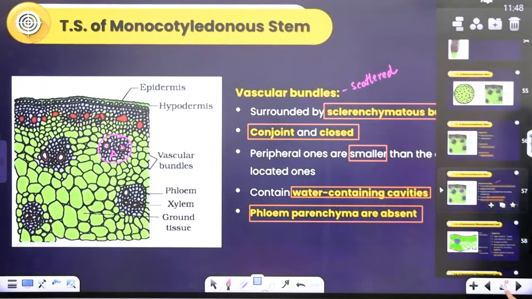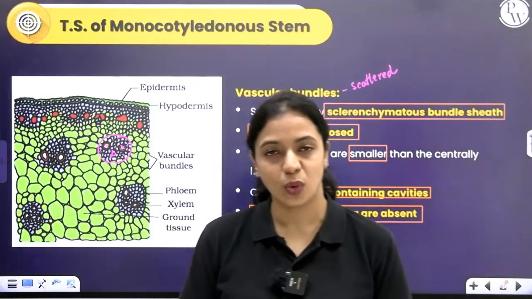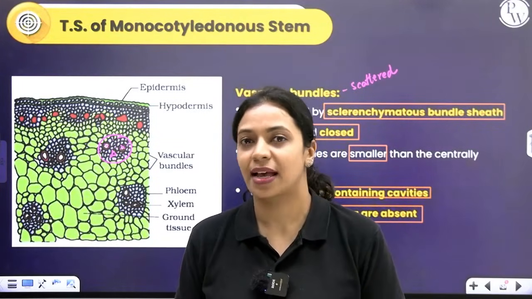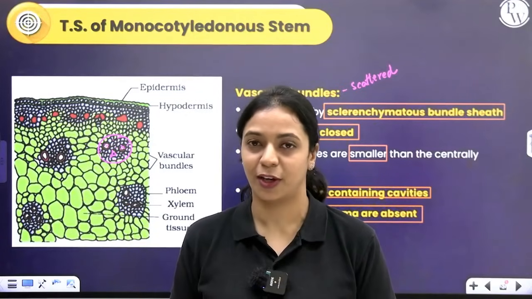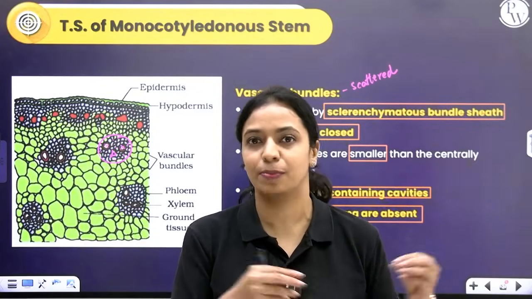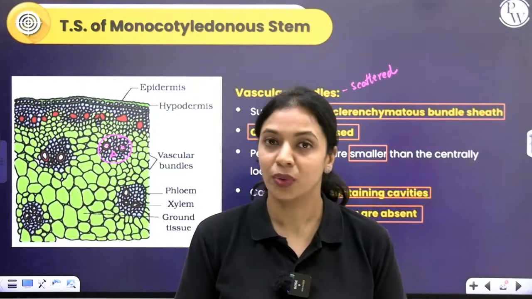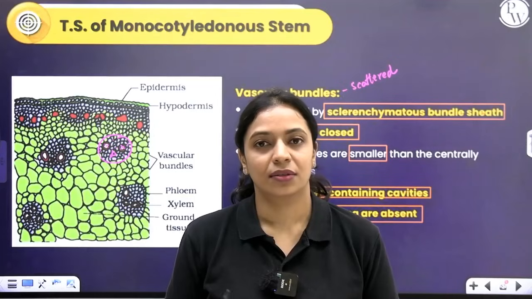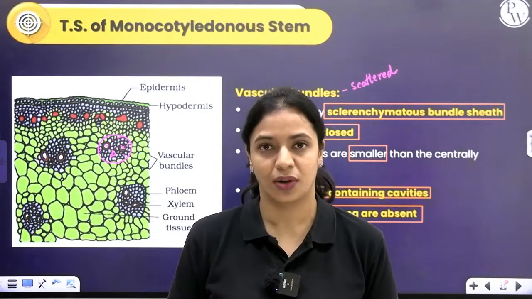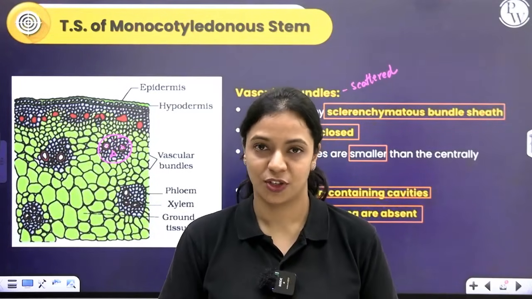If you were asked to differentiate between dicot stem and monocot stem, what would you write? In dicot stem, you have vascular bundles arranged in the form of a ring. Here it is scattered. There, the size of vascular bundles is pretty much the same in dicot stem. In monocot stem, it varies. The central ones are larger and the peripheral ones are smaller. If you have to talk about the ground tissue, over there, it is differentiated into hypodermis, general cortex, endodermis, pericycle. In monocots, you have no such differentiation.